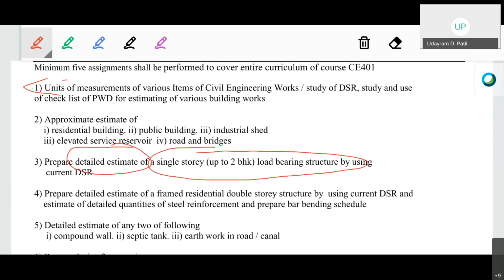You can collect the particular detailed drawings from any source. Whether it is your colleague or your कोणतेही रिलेटिव्ह असतील किंवा ऑनलाईन तुम्ही बघत असाल किंवा तुमचे प्रिव्हियस इयरचे जे काही प्लॅन्स असतील. कुठूनही you can collect that particular plan from anywhere. There is no issue of the source here. कुठूनही तुम्ही कलेक्ट करू शकता.